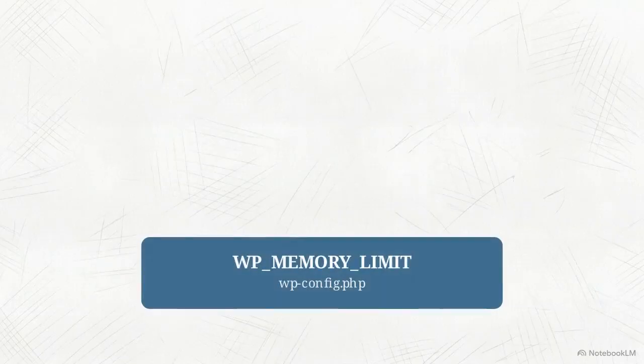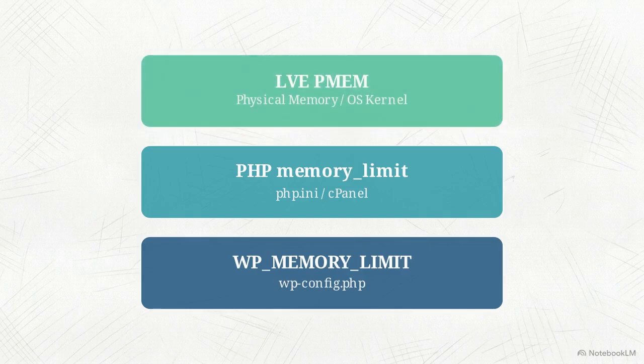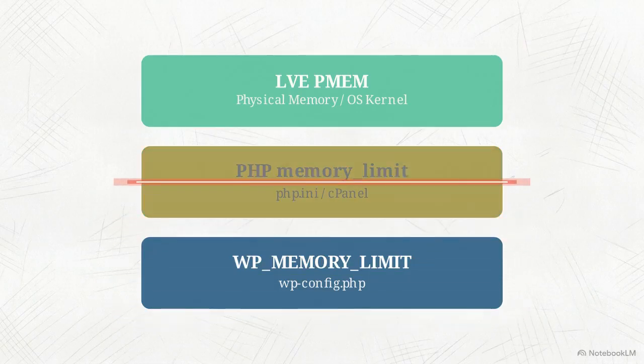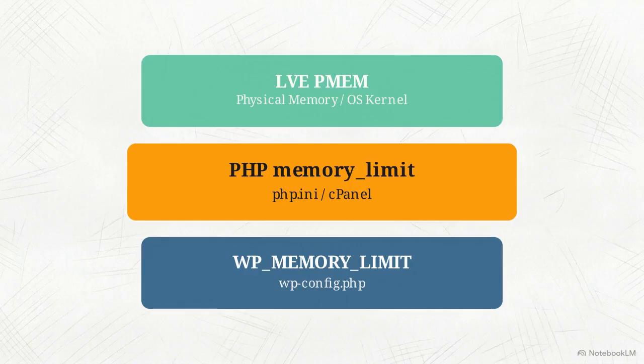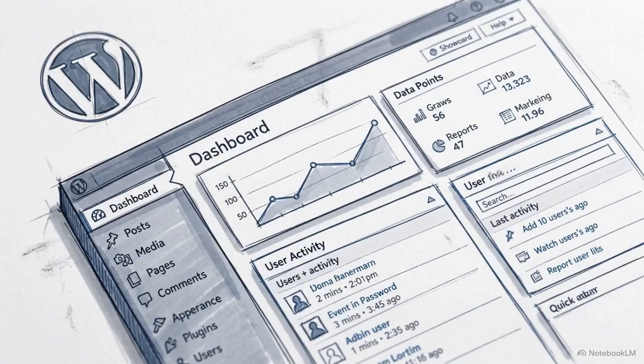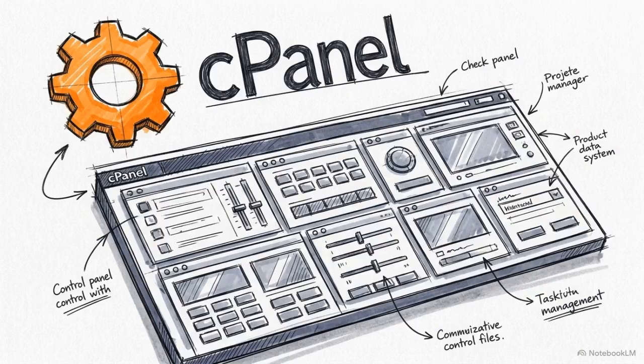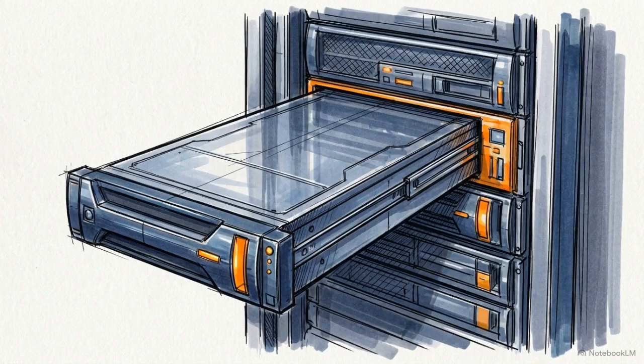Modern shared hosting environments utilize 3 separate stacked memory ceilings to control how much RAM your site can actually access. We are going to pinpoint exactly which of these 3 ceilings is blocking your site. Then we will apply the correct fix at the exact layer causing the problem, whether that requires a WordPress change, a quick adjustment in cPanel, or a hosting container upgrade.